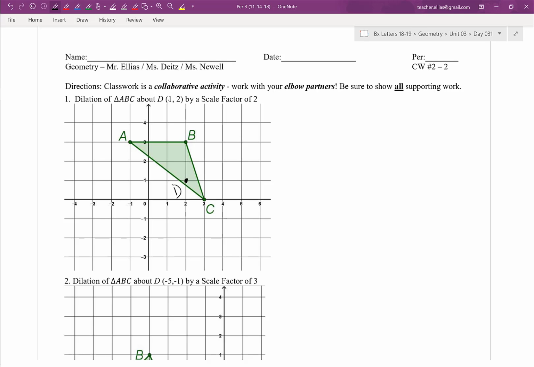And that's okay. We picked D because that is basically like the fake origin, so that's where we're starting. So now we're going to rise and run to find what A is.